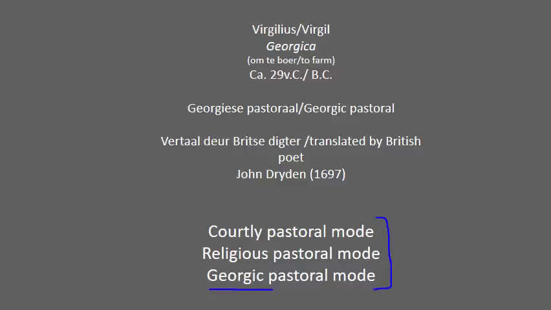There you can see the poem that he had written was later translated into English by the poet John Dryden. And then just there at the bottom, once again, you see these three different modes: the courtly, the religious, and then the Georgic pastoral mode.